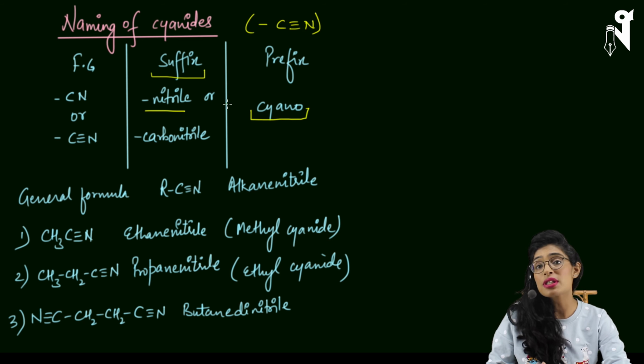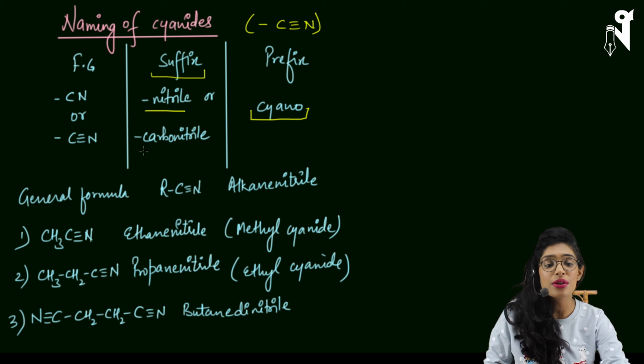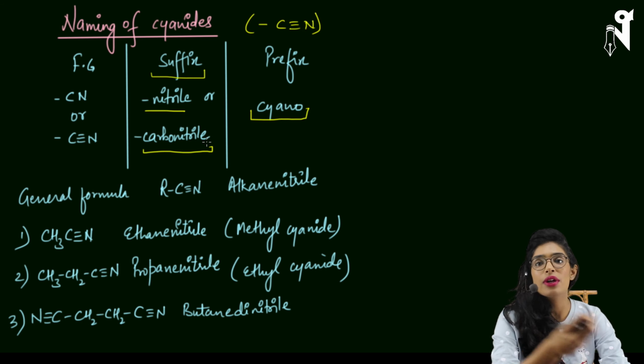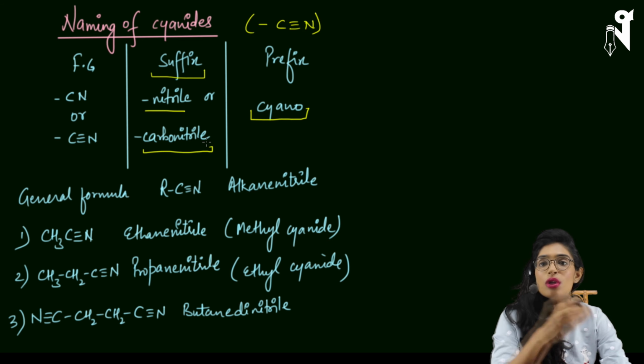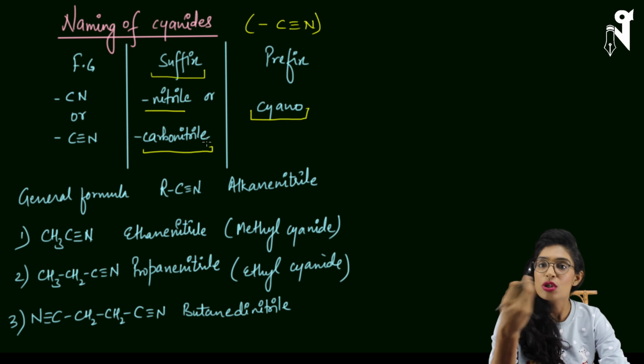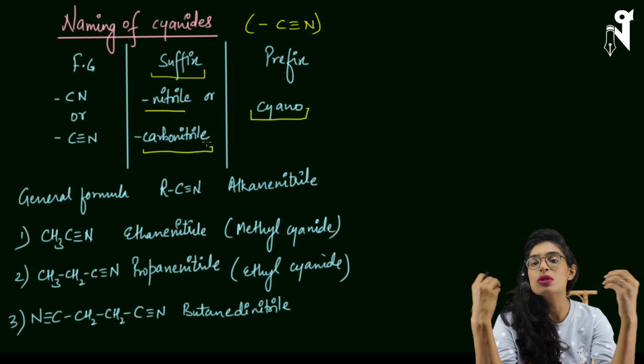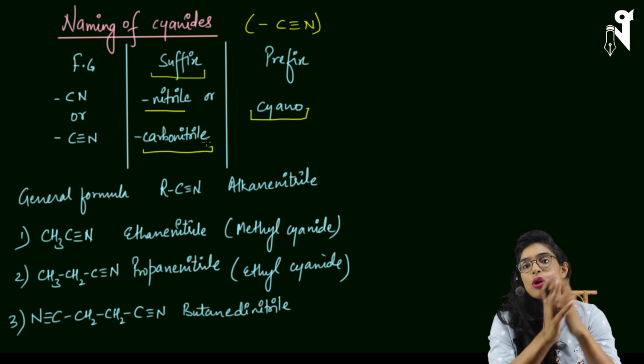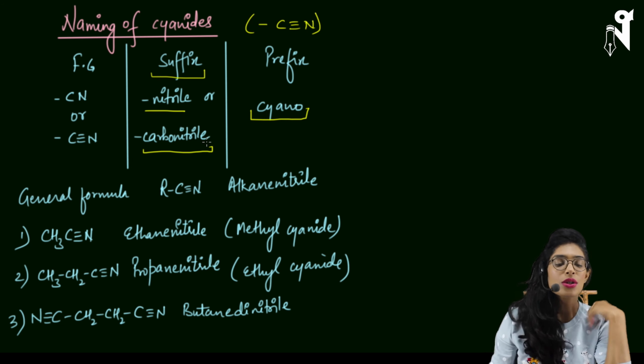Now we have two suffixes over here. One is nitrile and another is carbonitrile. Usage of both of the functional groups is different, and hence we will look at the conditions where we can use nitrile and where we can use carbonitrile. We also call carbonitrile a special name, so this will be used in some special conditions only. In most cases, we will be using nitrile as the suffix. So let's see the general formula.